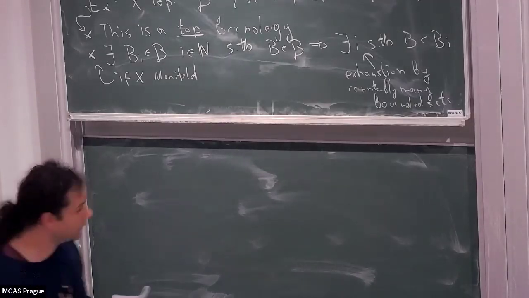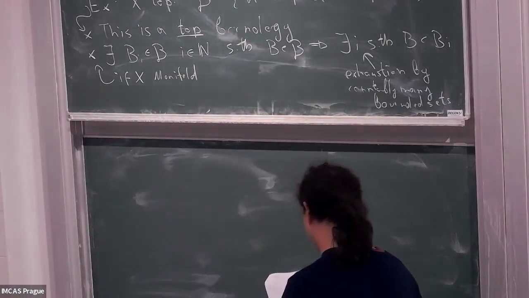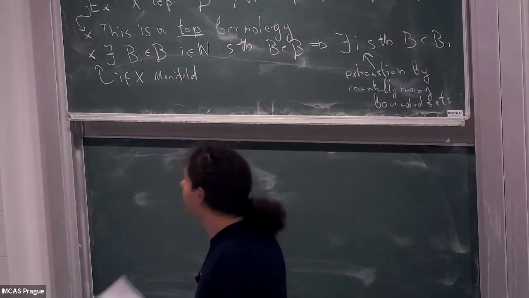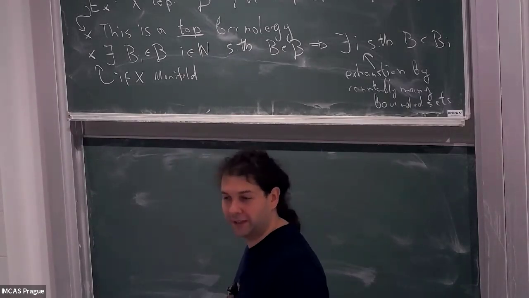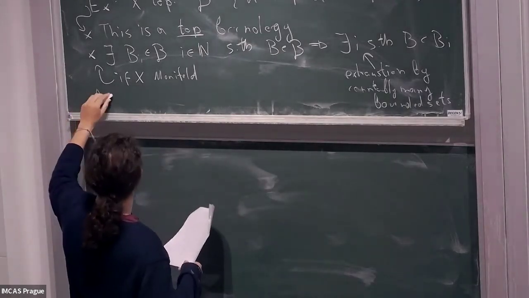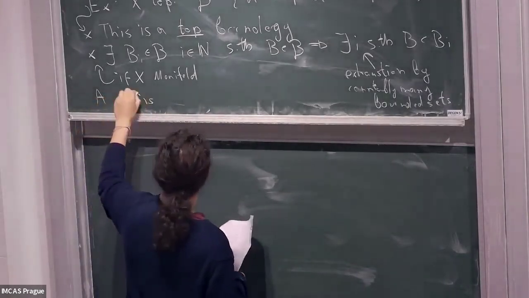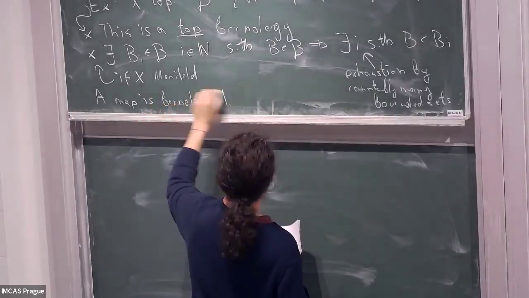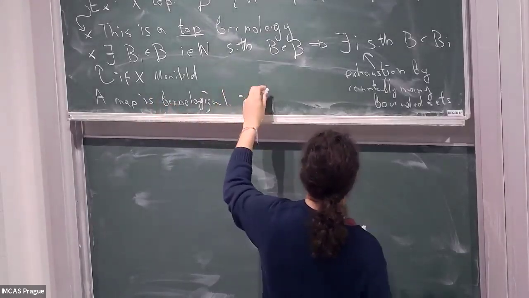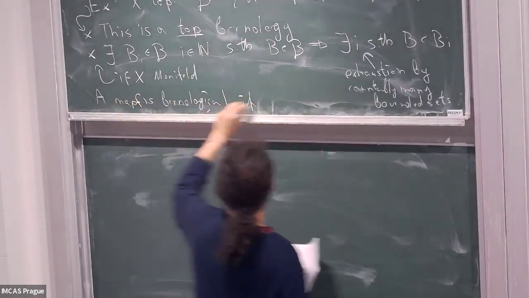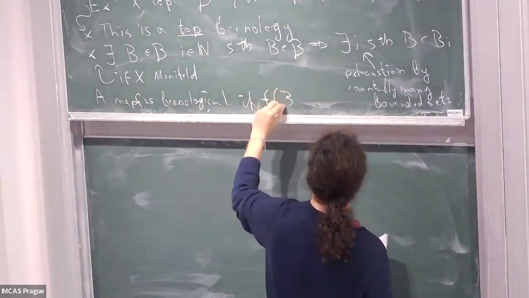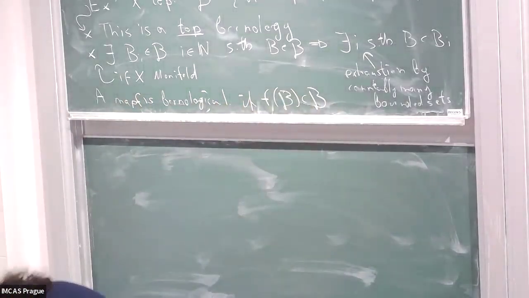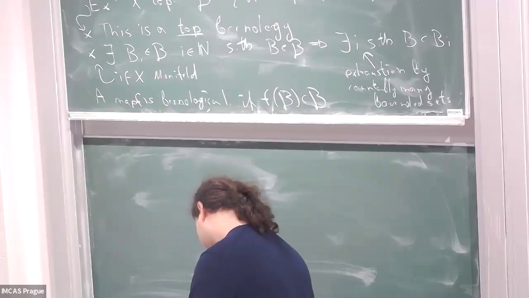We call a map bornological if images of bounded sets are bounded. A map F is bornological if F of B is in the bornology of the target space. And that's something we'll use in a second.